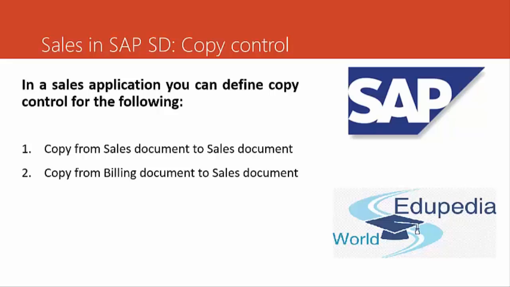In this lecture, we will cover how to customize a copy control at all these three levels: at header data, at item level data, and at schedule line data. We'll learn how to set up copy control by using copying controls from standard orders as an example.